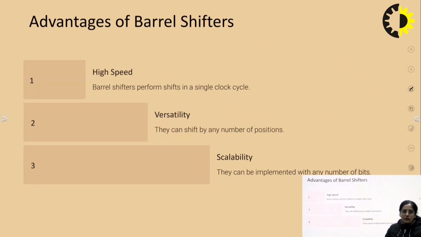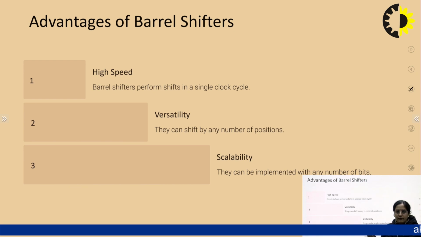So the advantage of why we go with this barrel shifter in place of any other circuitry is that it performs the shift operation in a single clock cycle. If we are going to control it using a clock pulse, then also the operation takes place in one clock cycle only. They can shift any number of positions. To design an n-bit barrel shifter, we have to increase the number of multiplexers only. The connections will be increased, the circuitry will be larger, but at a time we can shift any number of positions.